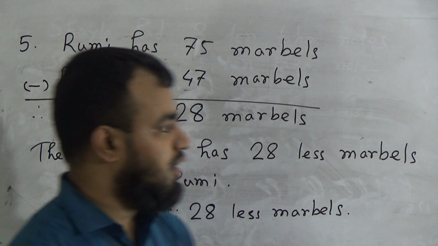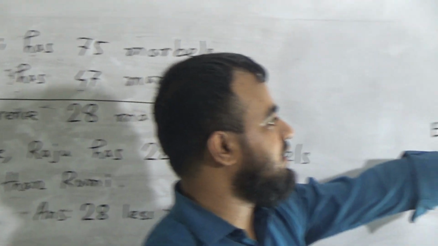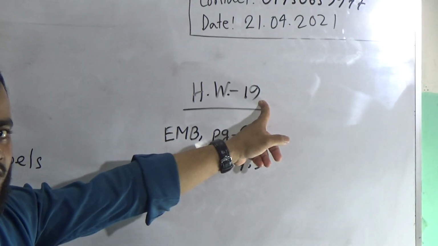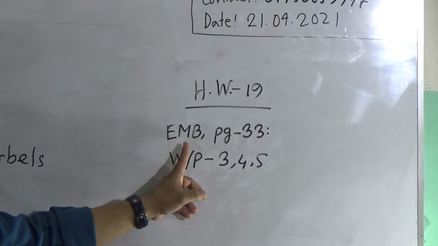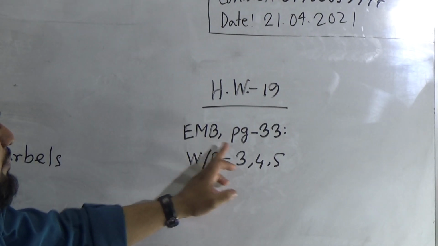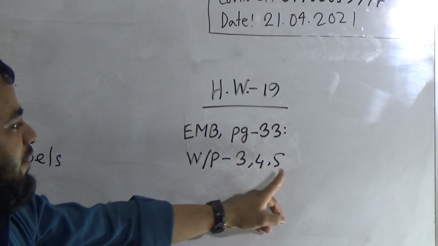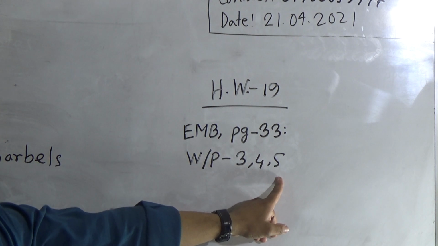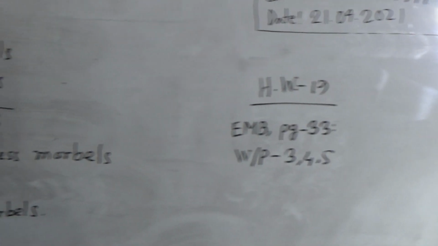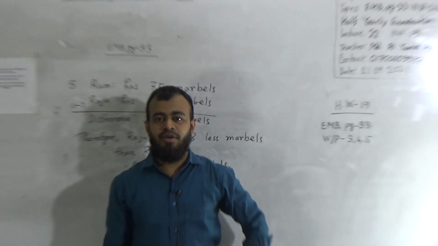And you have the homework. Your homework number is 19. Please mention the homework number in your HW copy in the left upper corner. And your HW is these 3 problems, that means EMB page 33. These 3 problems, 3, 4 and 5, I have already solved on the board, and you need to solve them in your HW copy. Please submit your HW every Saturday from 9 AM to 3 PM.